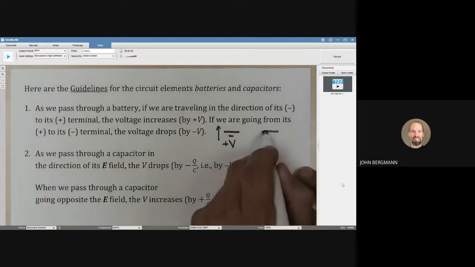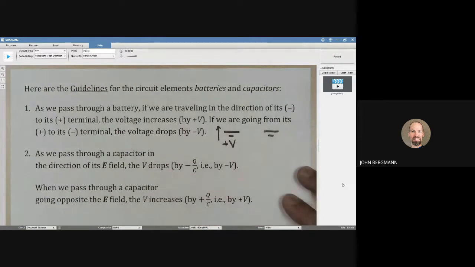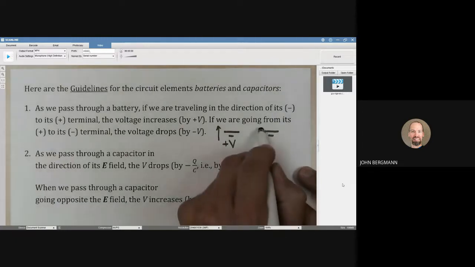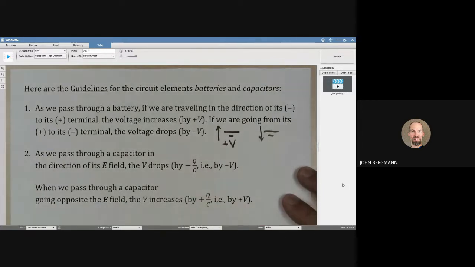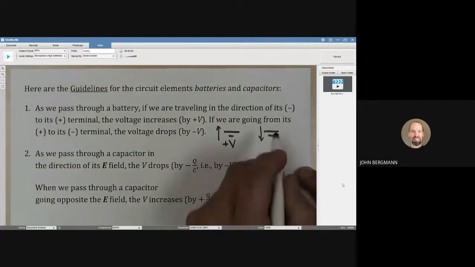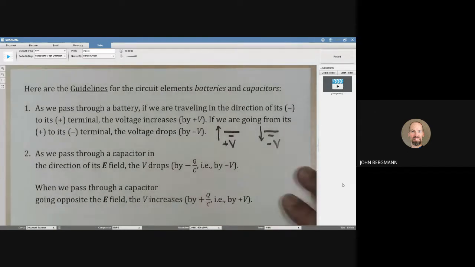On the other hand, there's our battery, and depending on what way we choose, we might be going around the circuit in this direction, which is fine. If you do, you have to write minus V when you go through that battery. That's what we're saying in statement 1. Point 2, as we pass through a capacitor in the direction of its electric field, the voltage drops by opposite Q over C. If you pass through the capacitor going opposite the electric field, then the voltage increases.